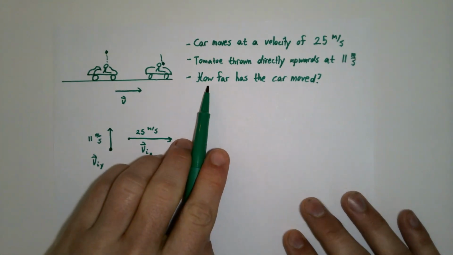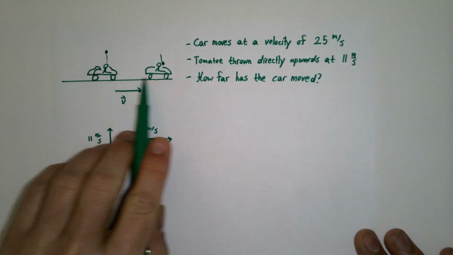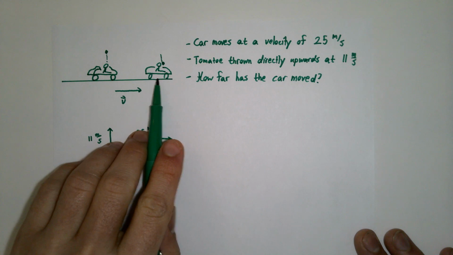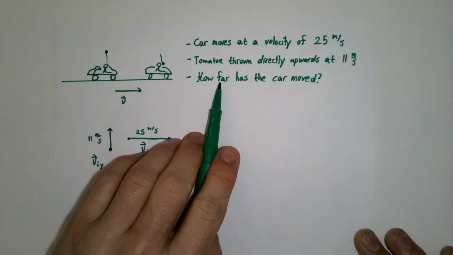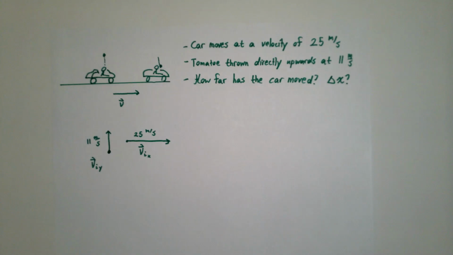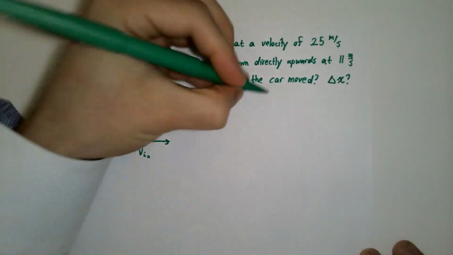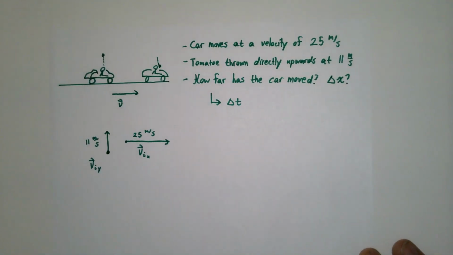It'd be helpful to understand what motion quantity we're looking for here. The car is moving along the road or horizontally. When we see how far, we should think of displacement. Because it's horizontal displacement, what we're really trying to find is displacement in x, which is the same as the displacement in x that the tomato undergoes in this period of time. That last point is very important for us. This question can only be answered if we know how long the tomato was in the air.